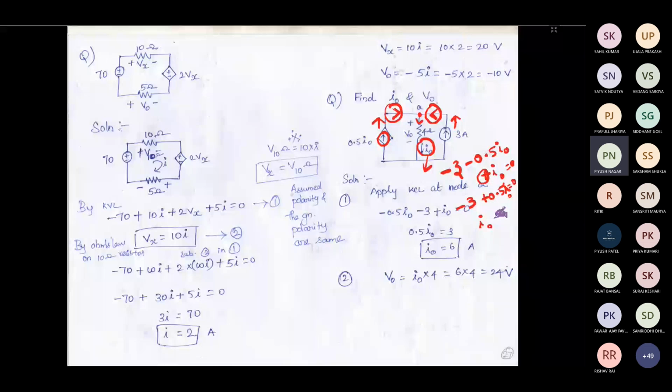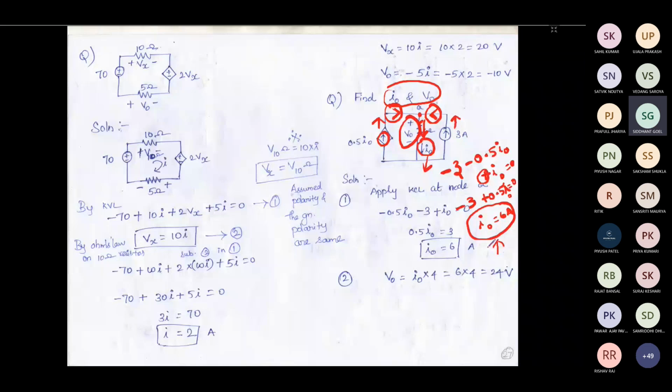For this problem, we need to find I naught and V naught. So V naught is the voltage across this 4 ohm resistor. Already we have found the current. That current is going to be flowing through this path. So I naught into this 4 ohm resistor will give V naught. I naught is 6 ampere and the resistor is 4 ohm. So 6 into 4, you get 24 volt.